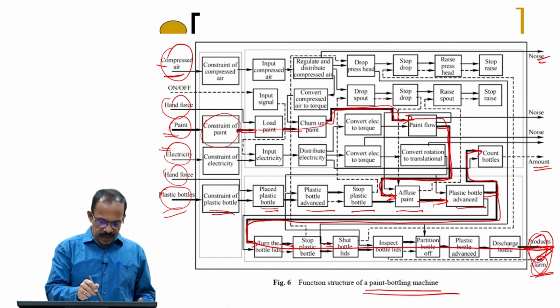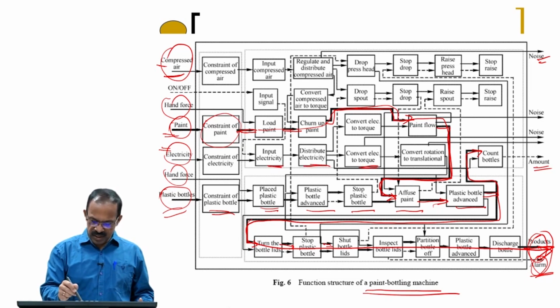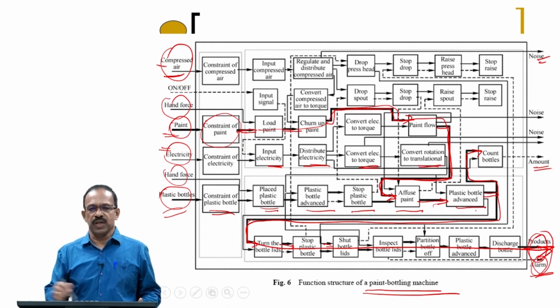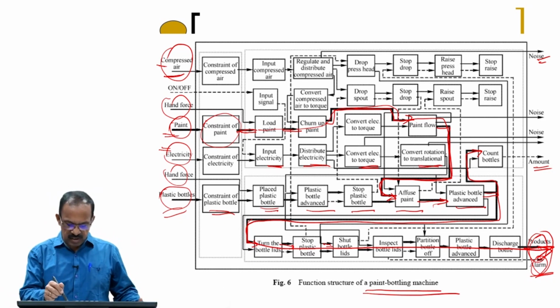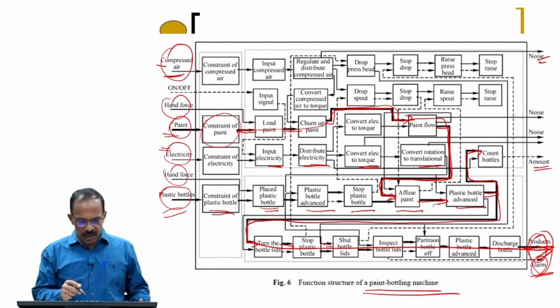And electricity: you have input electricity, distribute electricity, convert electricity to torque, convert rotation to translation, and then that goes for the filling and then moving the bottles. So, up to here it is electricity, after that it is actually mechanical motion.